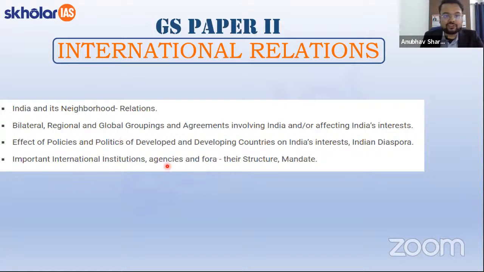Then important international institutions, agencies, fora, their structure and mandate. This again is pretty straightforward.